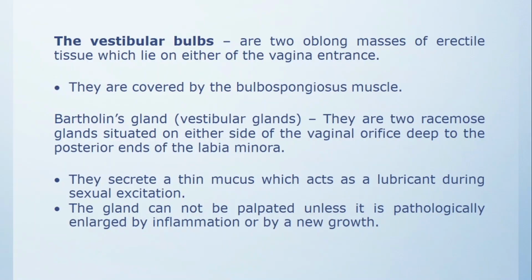The vestibular bulbs are two oblong masses of erectile tissue which lie on either side of the vaginal entrance. They are covered by the bulbospongiosus muscles. The Bartholin's glands, which are the vestibular glands, are two racemose glands situated on either side of the vaginal orifice, deep to the posterior ends of the labia minora. They secrete a thin mucus which acts as a lubricant during sexual excitation. The gland cannot be palpated unless it is pathologically enlarged by inflammation or by new growth.